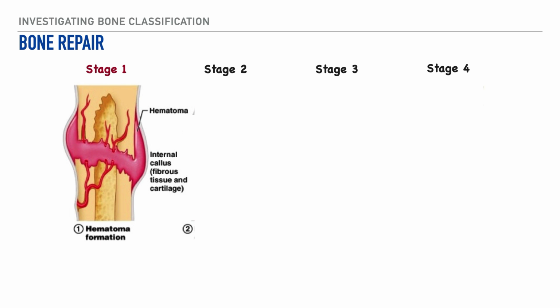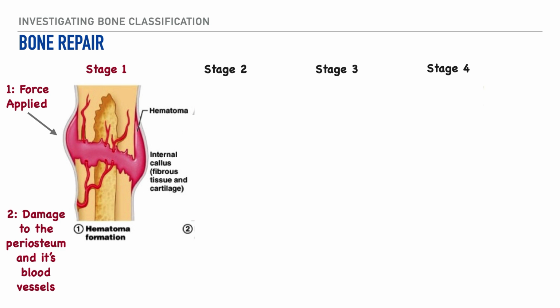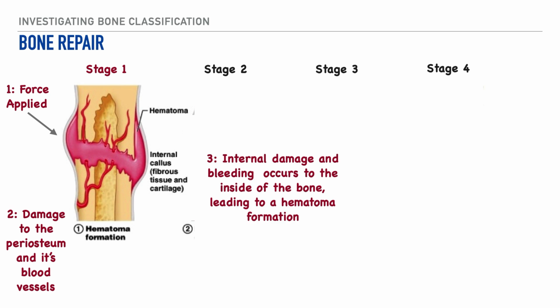So now that we have an idea about fractures, let's walk through a brief overview regarding how fractures are healed. And we'll lay this out in 4 stages. So let's start with stage 1. Prior to the fracture occurring, there has to be some force that acts on the bone. In other words, there's some force applied to the bone that is greater than the bone can withstand. This force damages not only the bone, but the periosteum and its blood vessels. This causes internal damage and bleeding occurs inside of the bone, leading to what we call a hematoma formation.